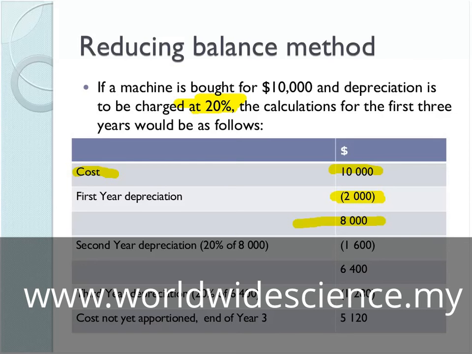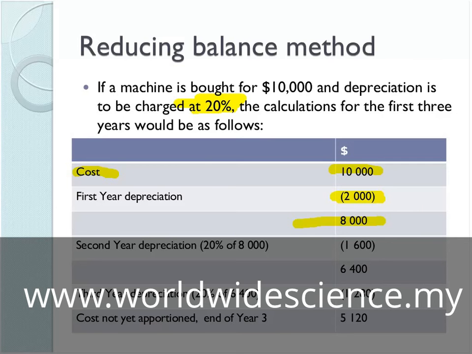So 10,000 minus 2,000, and the total cost of the machine will be 8,000 for year number one. Let's see the next. Let's calculate the next year.